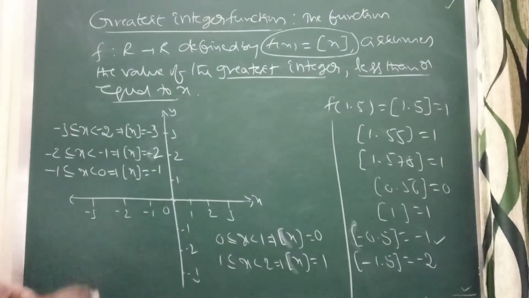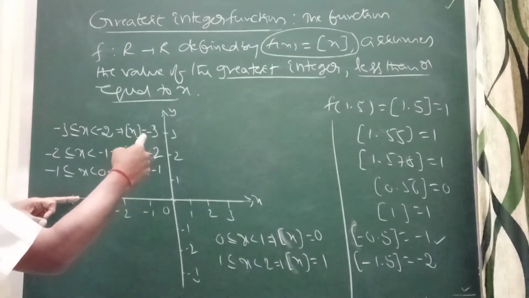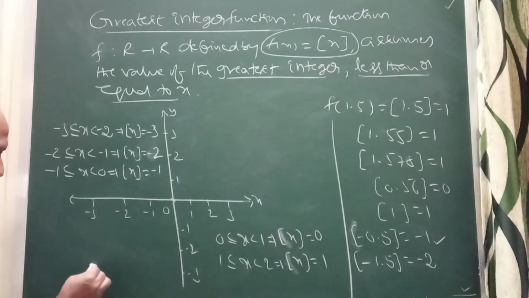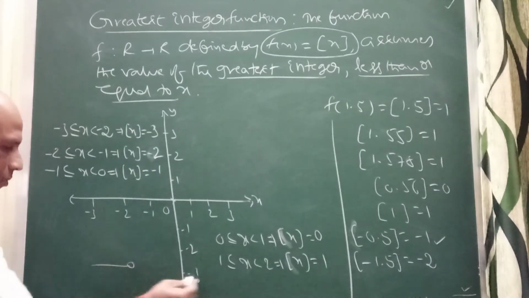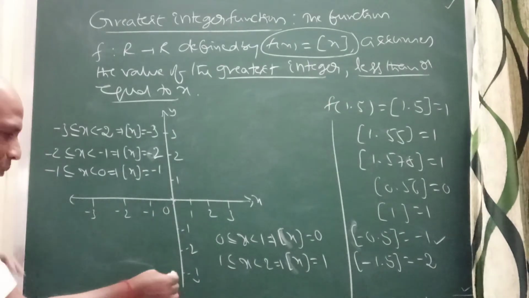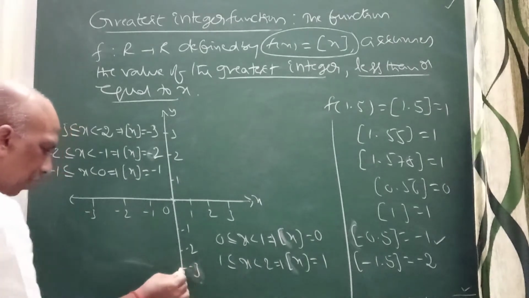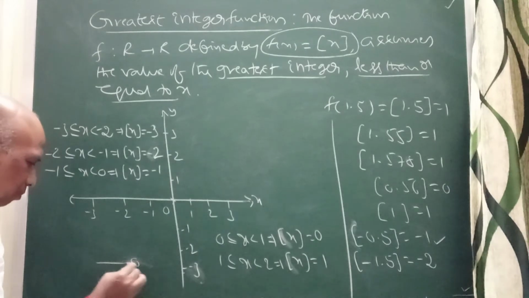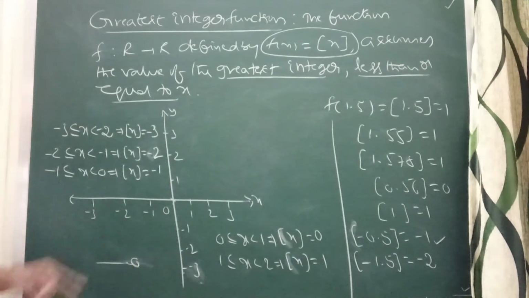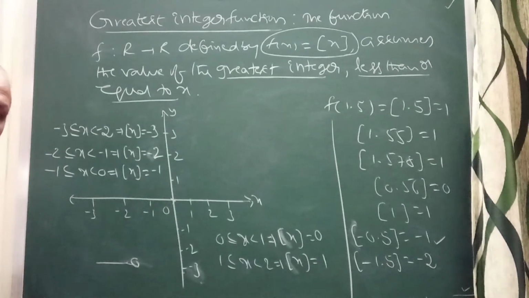When I take the points between minus 3 and minus 2, the value will become minus 3, excluding this end. Generally you can think about that here, minus 3, right? I will get minus 3 here. You will get minus 3 between minus 3 and minus 2. At minus 2 you won't get it, right? You will get it like this.